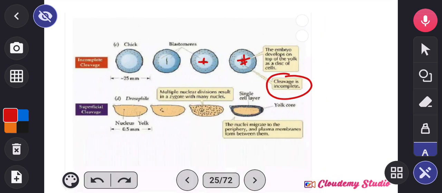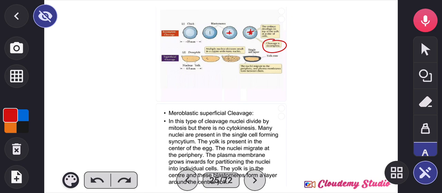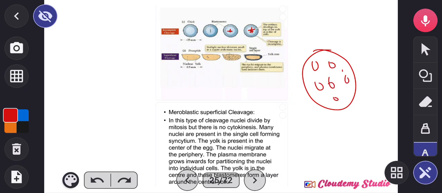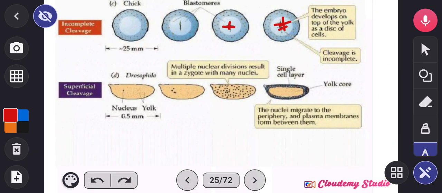So we now have the meroblastic superficial cleavage. In meroblastic superficial cleavage, nuclei divide by mitosis, but there is no cytokinesis, which means there is no division of the cytoplasm at all. That is, many nuclei are present in a single cell, forming a syncytium. For example, instead of having cytokinesis and separate cells, all of them are just together without the division of the cells, and that is what they are trying to show here. It happens in insects like Drosophila melanogaster, the fruit fly.